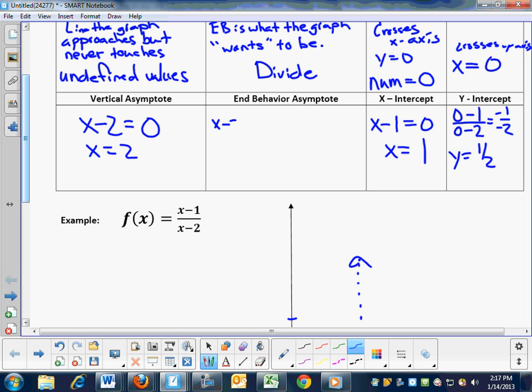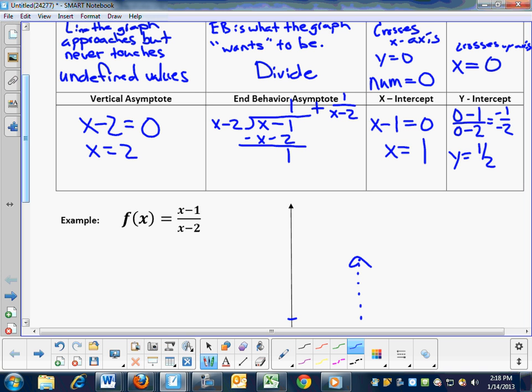So let's do x minus 2 goes into x minus 1. What do I multiply x by to get x? 1. That goes over my 1. Multiply through by 1, I get x minus 2. Subtract, and I get 1. So what does the remainder look like? Good.